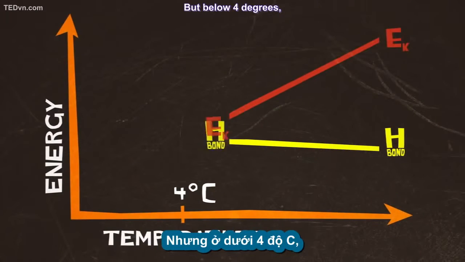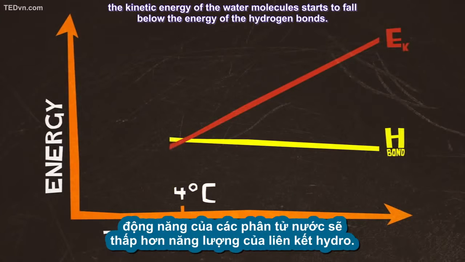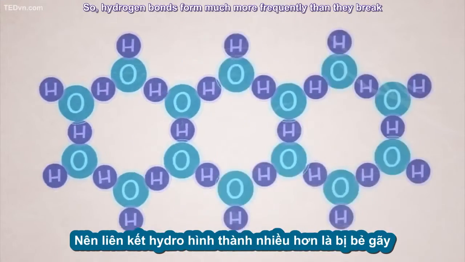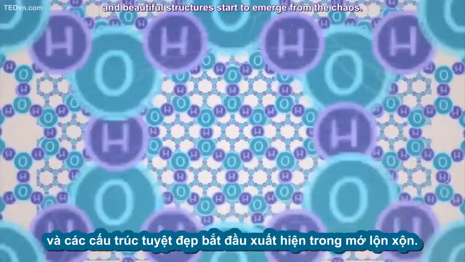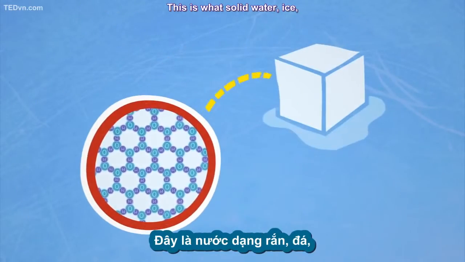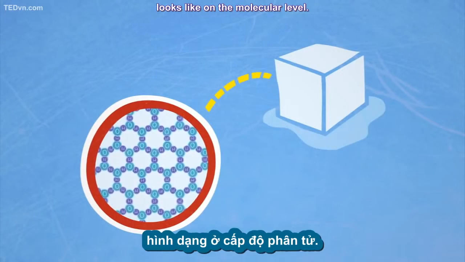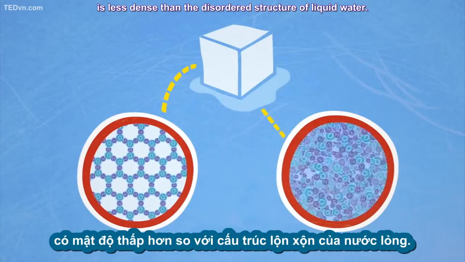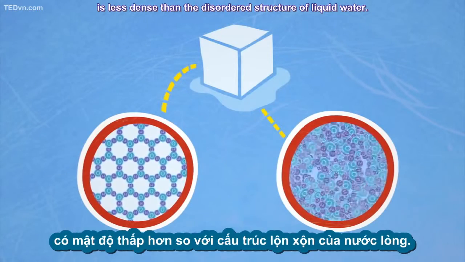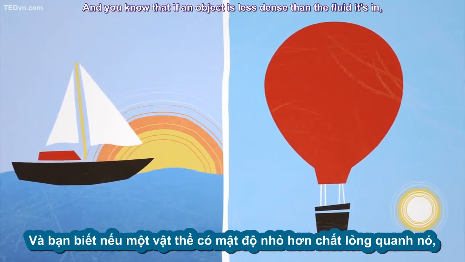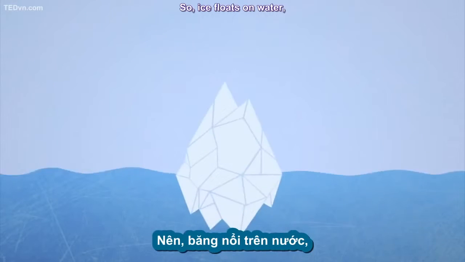But below 4 degrees, the kinetic energy of the water molecules starts to fall below the energy of the hydrogen bonds. So hydrogen bonds form much more frequently than they break, and beautiful structures start to emerge from the chaos. This is what solid water, ice, looks like on the molecular level. Notice that the ordered hexagonal structure is less dense than the disordered structure of liquid water. And you know that if an object is less dense than the fluid it's in, it will float. So ice floats on water.